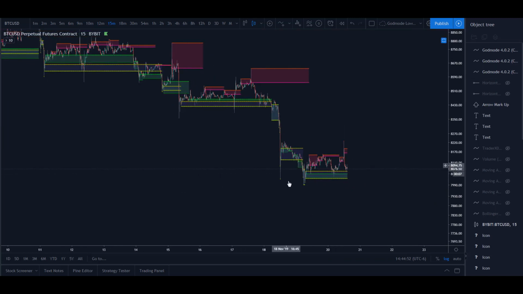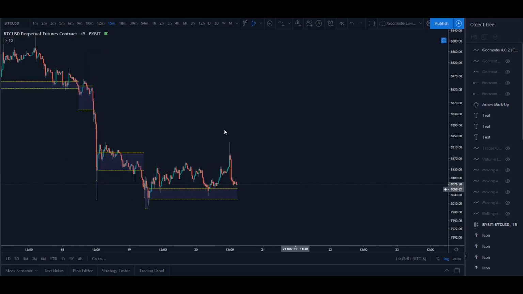And let's see, that about wraps it up. I want to show you guys the settings, but let me show you one more thing here.